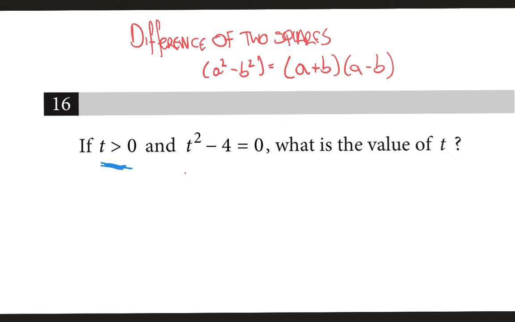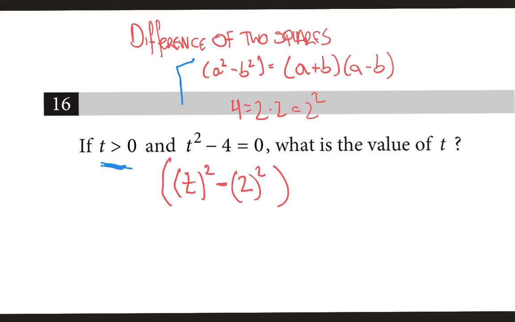So how does this apply to the problem? Well, let's see. t squared can be written as t squared, because t to the second power. Now, minus, what can 4 be rewritten as? Well, 4 is the same as 2 times 2, which is 2 squared. So we put 2 squared. Now, does this match what I talked about, right? It turns out that it does. So now you just copy your formula. You label this as A and this as B.